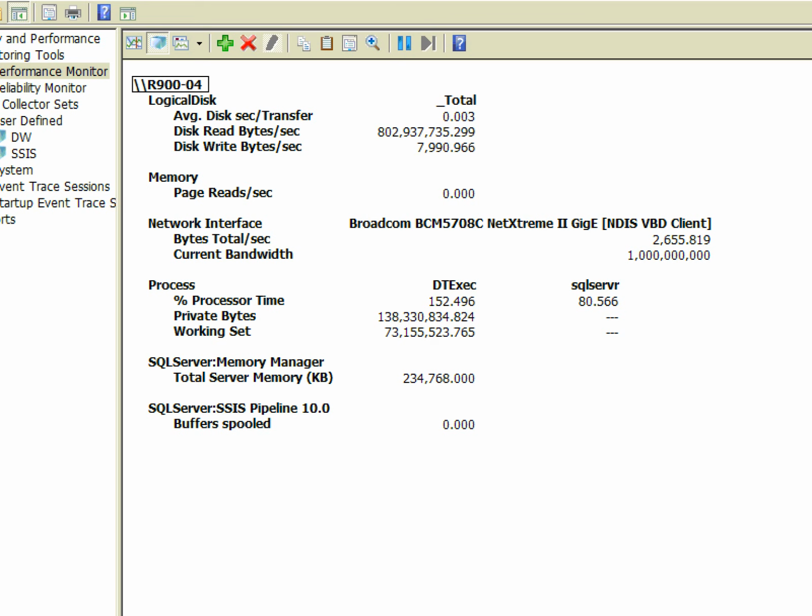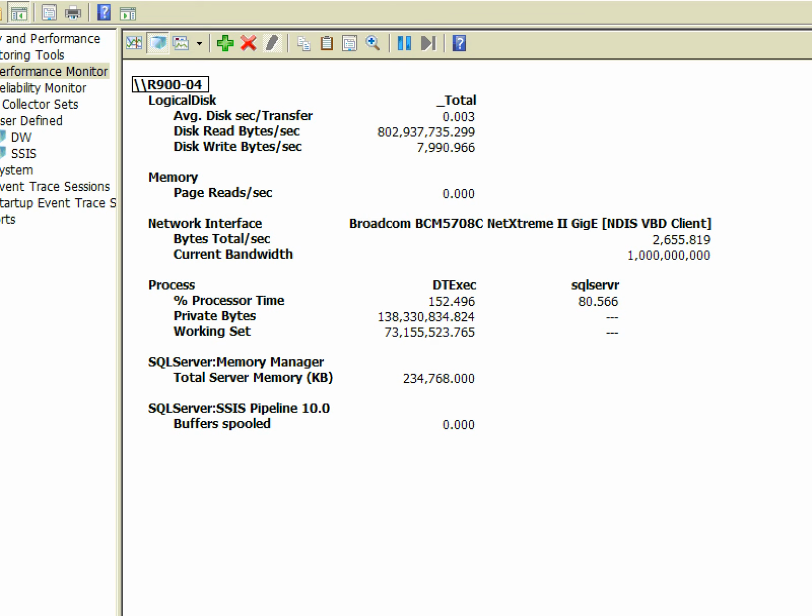SQL Server memory and SSIS buffer spooled, those are important numbers. By the way, for that last point, the buffer spooled, if that number is above 0, that means SSIS is no longer transforming its data in memory, and it's writing to disk to perform its task. That's a very bad thing, so you want to make sure that that number does stay 0.